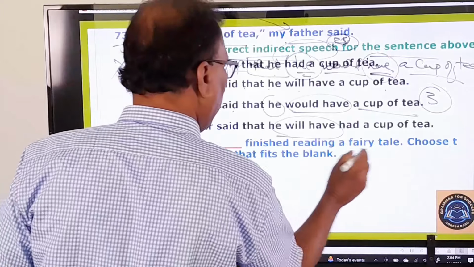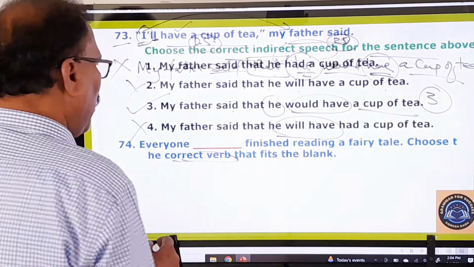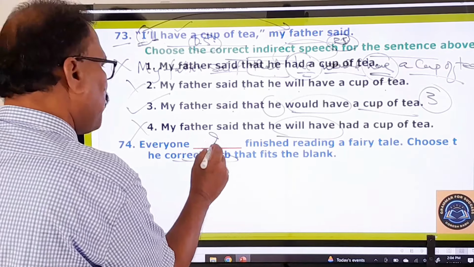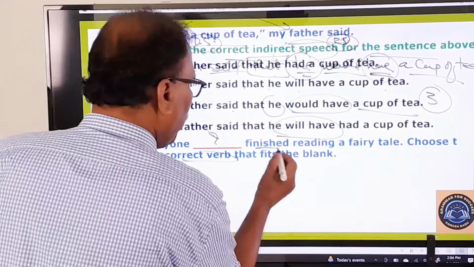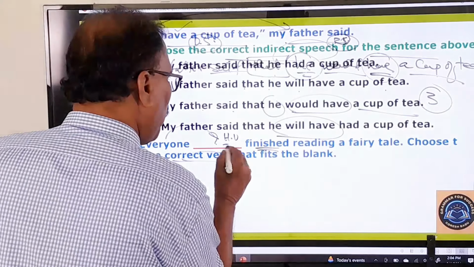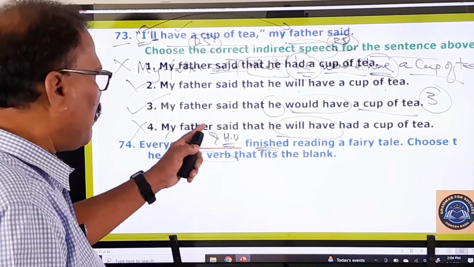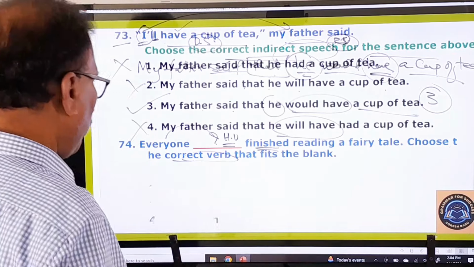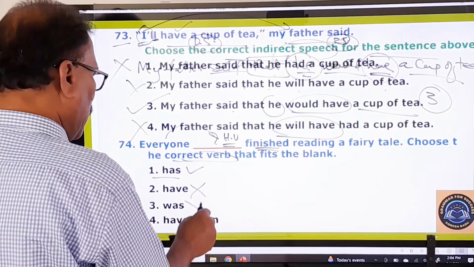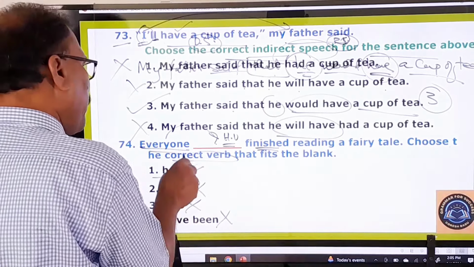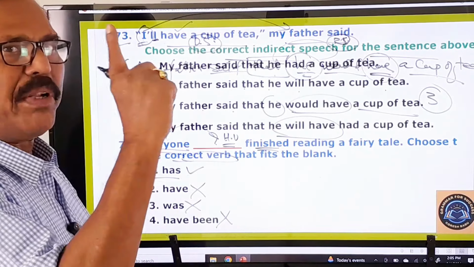Everyone dash finished reading a fairy tale. Choose the correct verb that fits the blank. Here a blank is given after this subject. So what should we use in this blank? Already the main verb is given, which means some helping verb must be used. He is asking you to choose the helping verb. Let us look at the options given. Here has, the very first one, is the right one. Have is wrong, was is wrong, have been is wrong, because this everyone is the singular subject. Prati okkadu. Okkadu means singular.